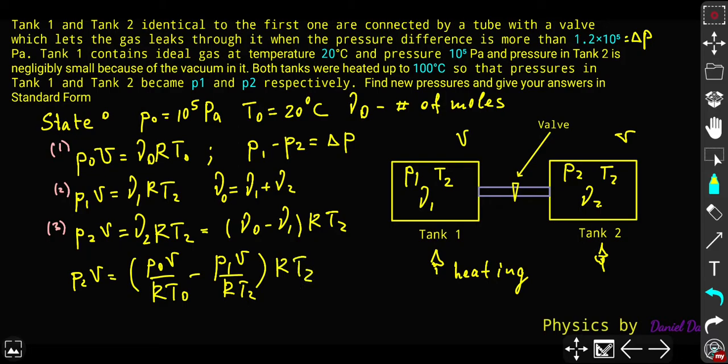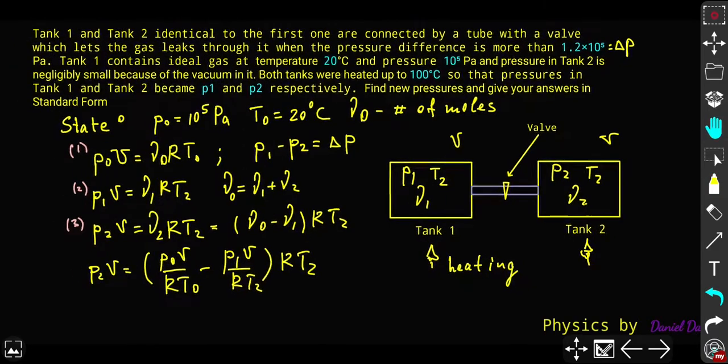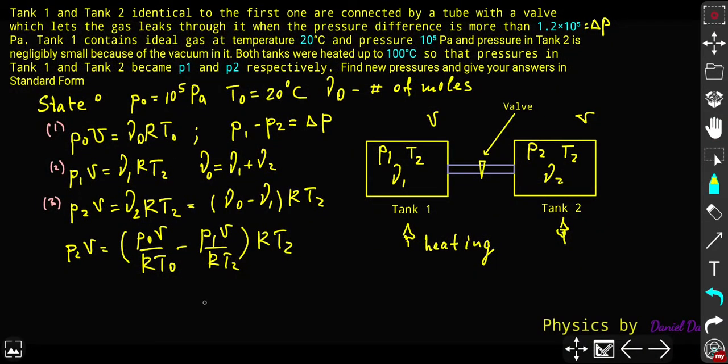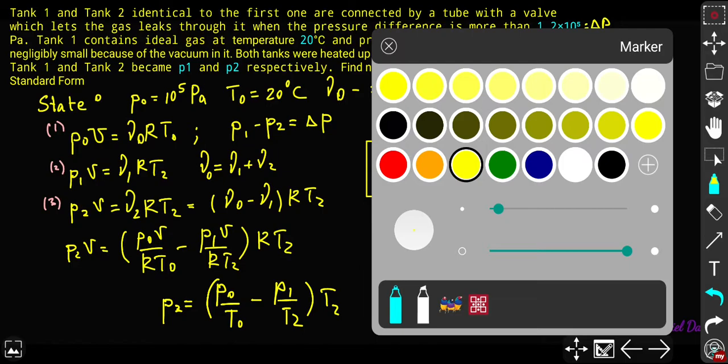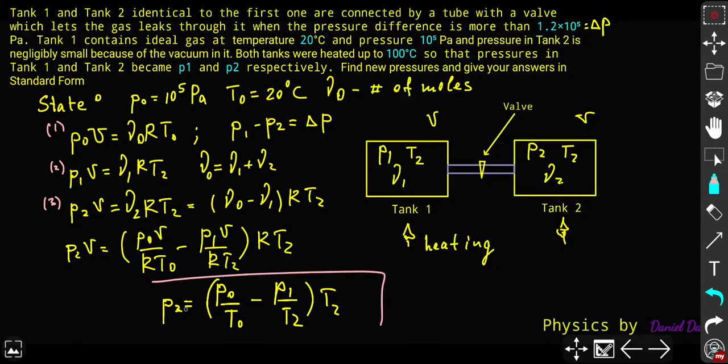So finally, out of this consideration, we can state that P2, the final pressure, can be expressed in the following way. It's going to be P0 over T0 minus P1 over T2 and times T2. So right now we have this as almost the final expression for P2.